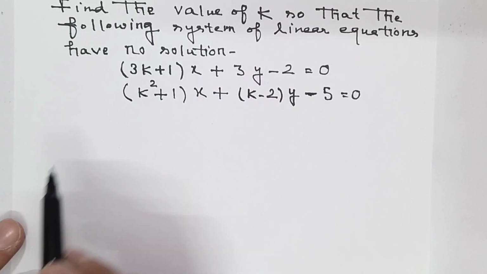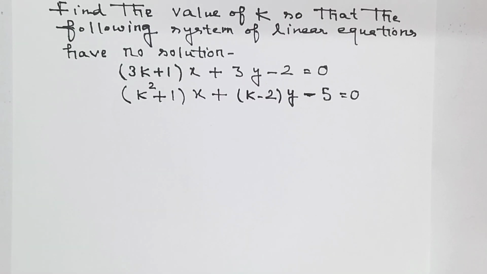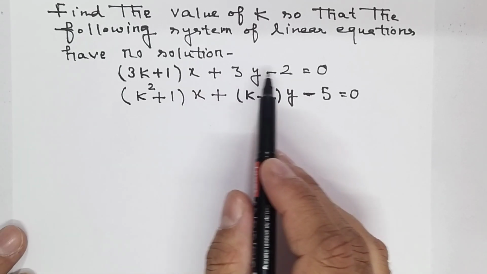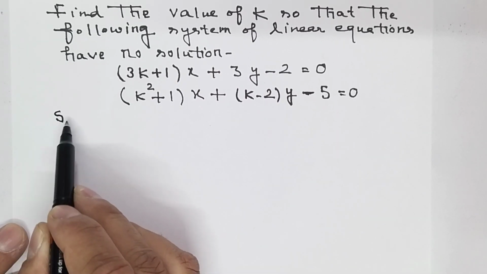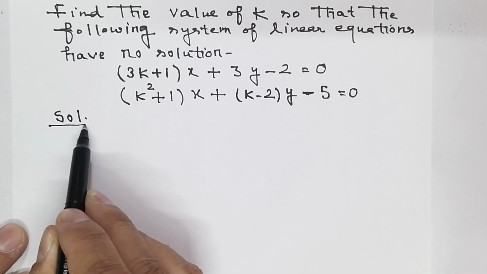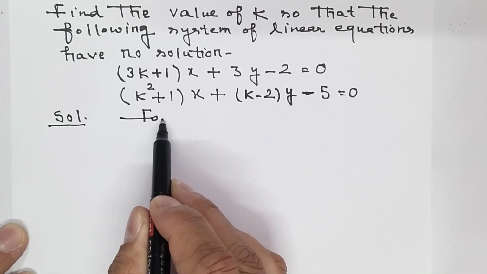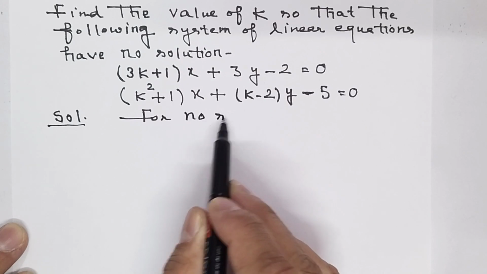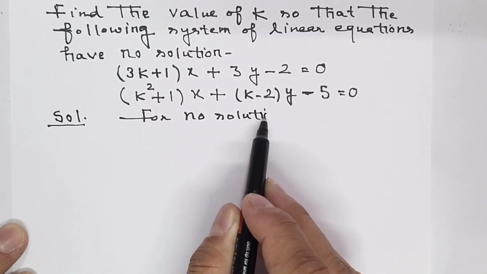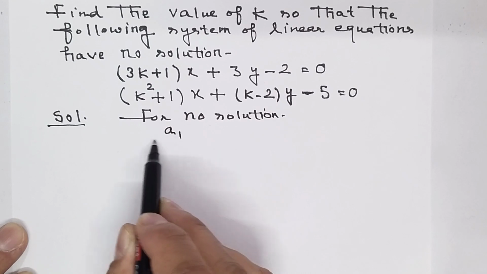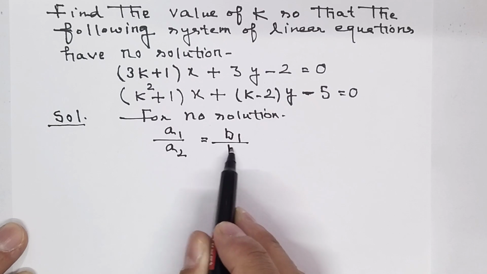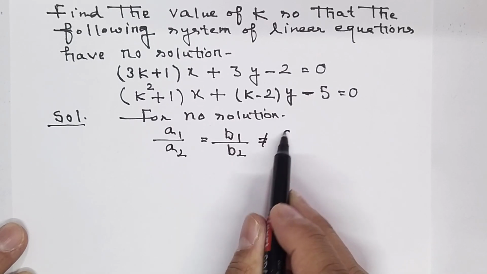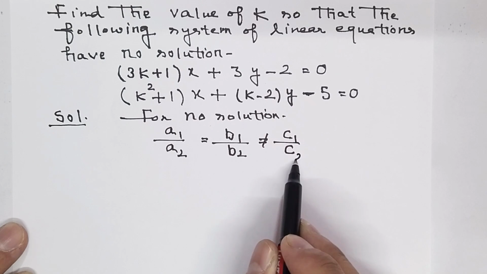Hello everyone. In this video, I am doing a question of the chapter linear equations in two variables of class 10th. So the question is: find the value of k so that the following system of linear equations has no solution. So for no solution, the condition is a1 upon a2 is equal to b1 upon b2 and further not equal to c1 upon c2. So this is the condition for no solution.